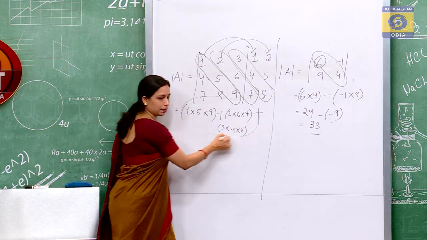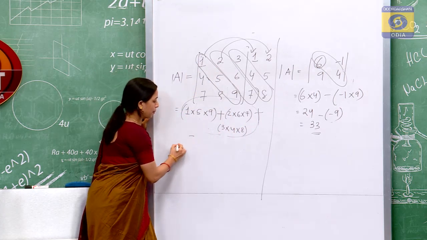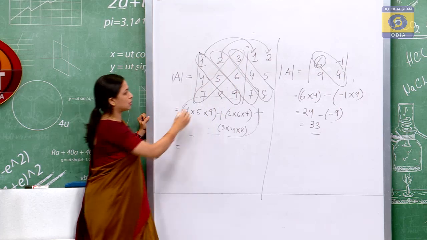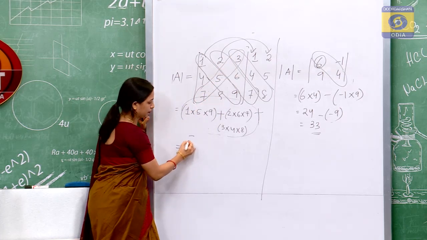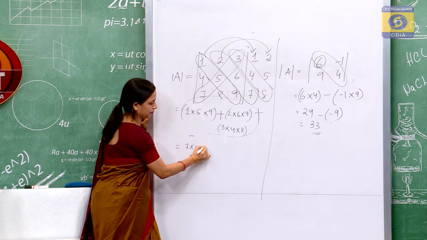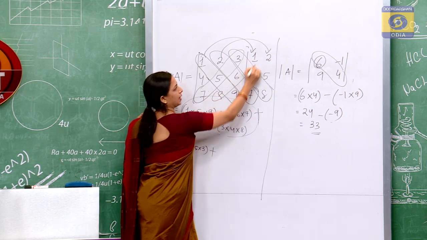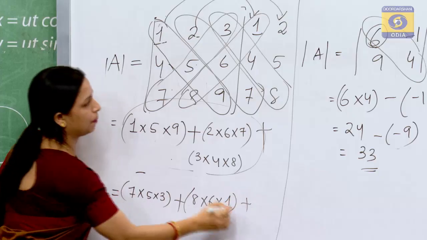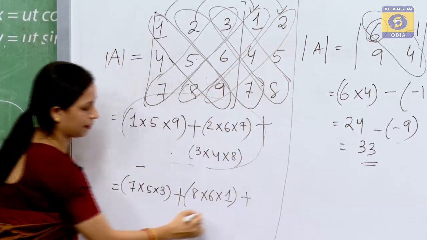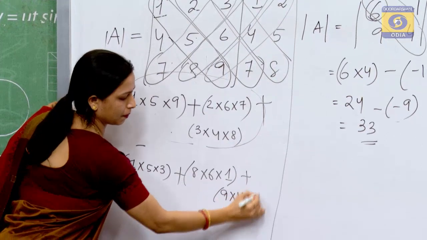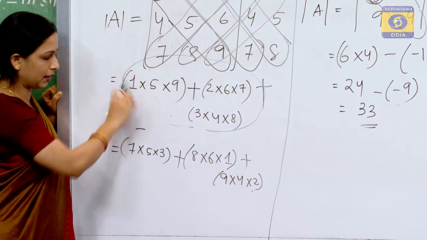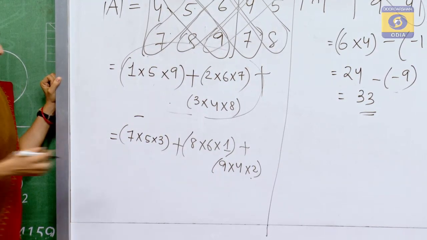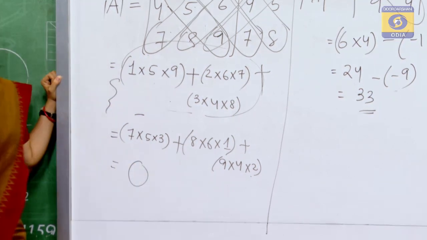Now, we add it up and therefrom we subtract the product of the upwards diagonals, right, upward diagonals. So, starting with 7 into 5 into 3 plus 8, 6, 1 plus 9, 4, 2, right. Right. So, we add this product, therefrom we subtract the product of the opposite upwards diagonals, right, and whatever answer we get, that is the determinant value, all right.